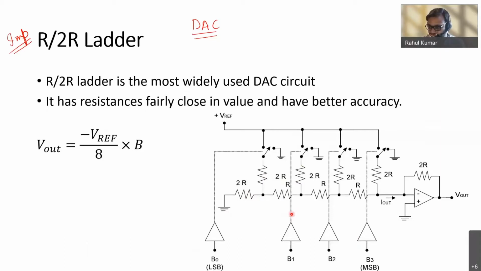Now, in this case, basically this R to 2R ladder improves the accuracy.